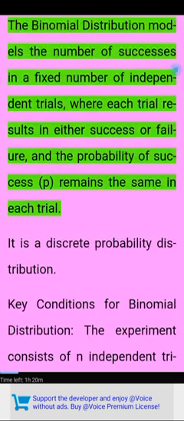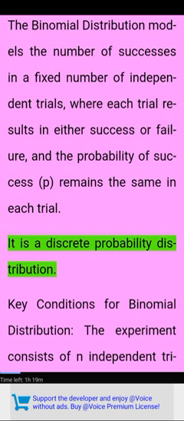Binomial distribution definition. The binomial distribution models the number of successes in a fixed number of independent trials, where each trial results in either success or failure, and the probability of success, P, remains the same in each trial. It is a discrete probability distribution.